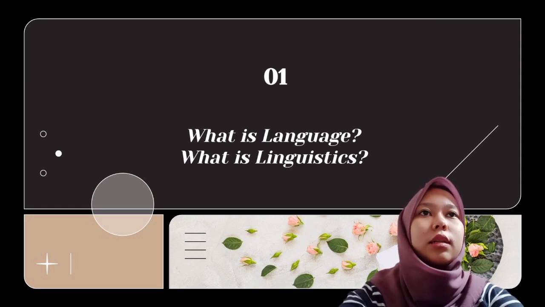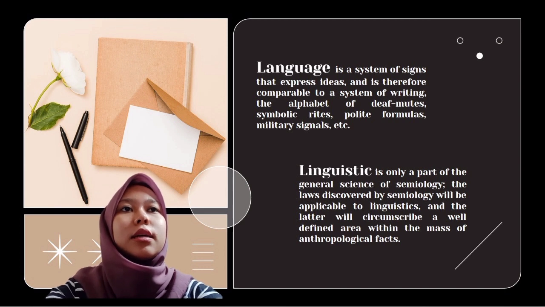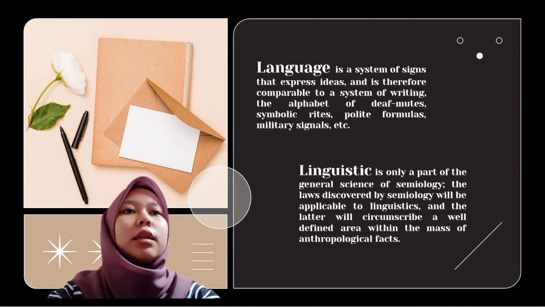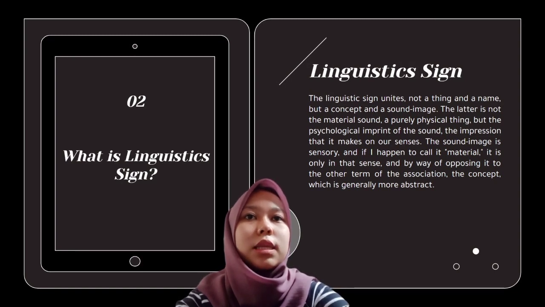Okay, the first material is what is language, what is linguistics. Language is a system of signs that express ideas and is therefore comparable to a system of writing, the alphabet of deaf-mutes, symbolic rites, polite formulas, military signals, etc. And linguistics is only a part of the general science of semiology. The laws discovered by semiology will be applicable to linguistics, and the latter will circumscribe a well-defined area within the mass of anthropological facts. The next material, what is the linguistic sign?